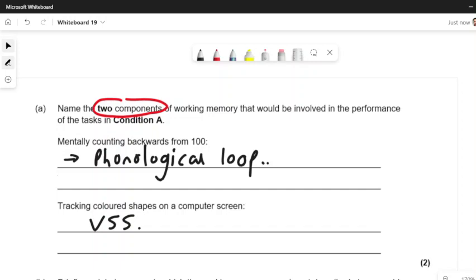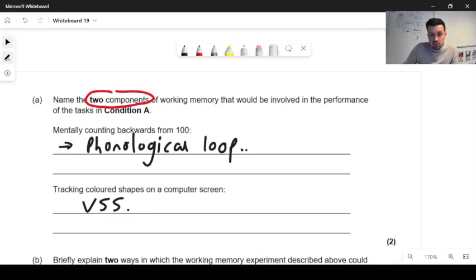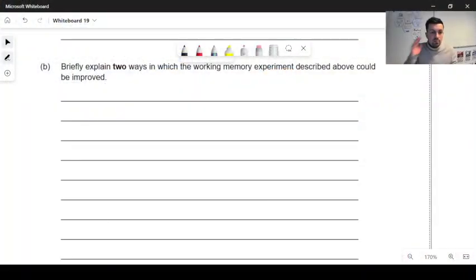Now, the most interesting thing here is the next question. As I said before, this is where research methods will come in, and you can see the question there. I will just move it up a second. There we are. So it says, briefly explain 2 ways in which the working memory experiment described above could be improved. And this is a 4-mark question. Okay, so this is 4 marks, down there, because you can't see it at the bottom.